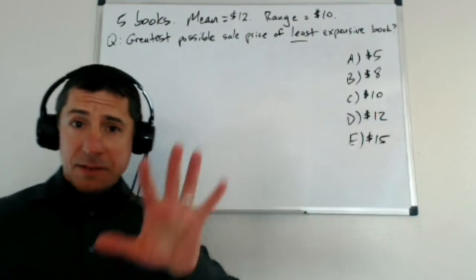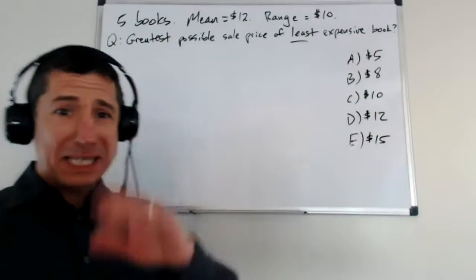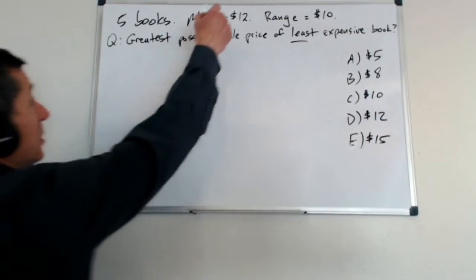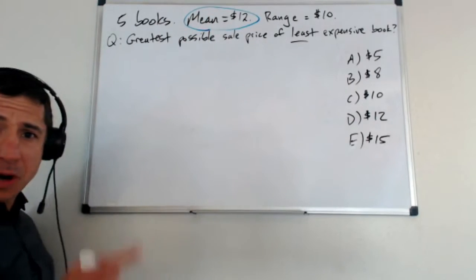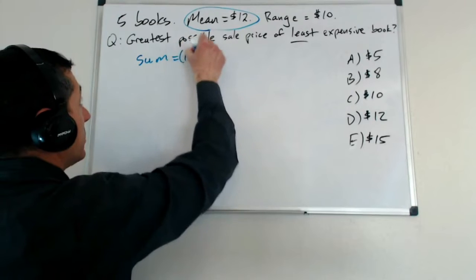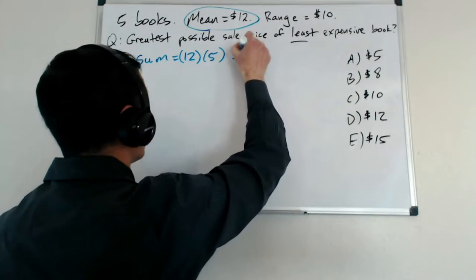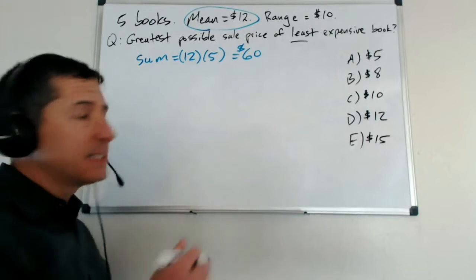Okay, so once again, giving you 5 different numbers, and we want to know the greatest possible sale price of the least expensive book in this case. So I'm going to start with kind of the obvious part. If the mean is 12, that means the sum has to be 12 times the number of books, times 5. We got $60 is going to be the total sum of the prices.